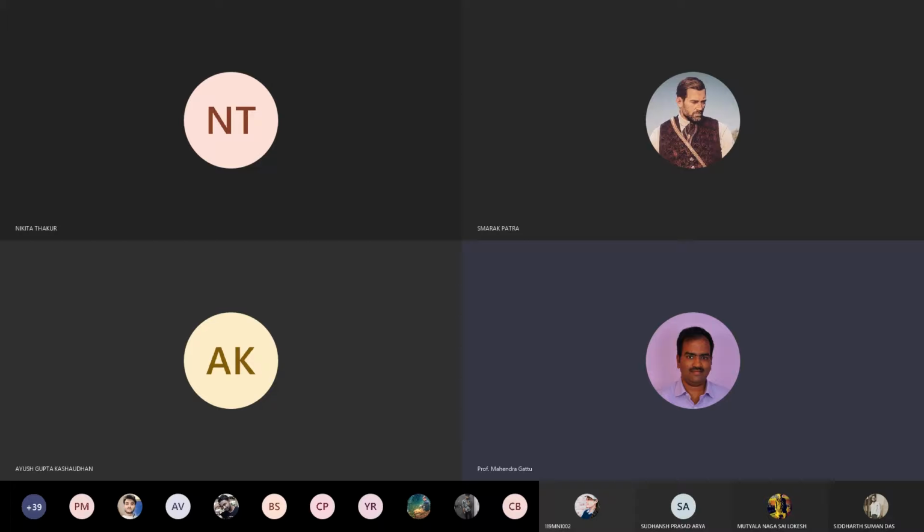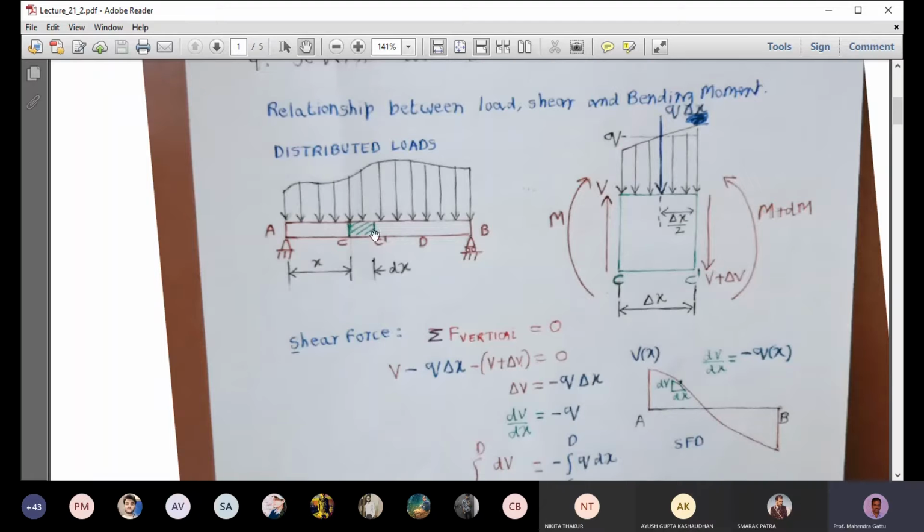We are looking at a small segment that we have cut. We are focusing on that segment CC'. The section C is at a distance x from the left edge, and the length of the segment is dx. So we'll draw the free body diagram for this small segment, and the free body diagram is here. The left edge is C and the right edge is C prime.